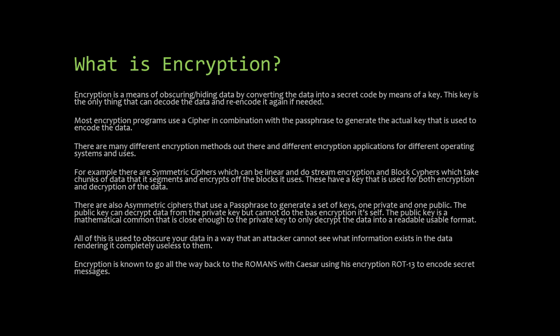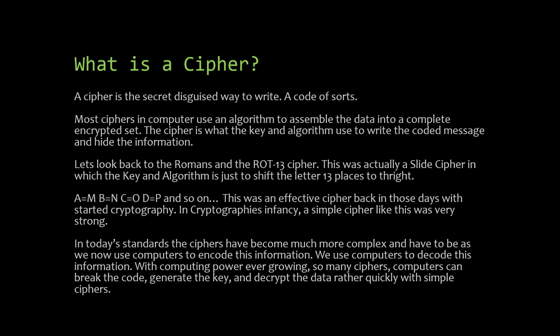Encryption is known to go all the way back to the Romans, with Caesar using his encryption Rot 13 to encode secret messages. What is a cipher? A cipher is the secret disguised way to write a code of sorts. Most ciphers in computers use an algorithm to assemble the data into a completed encrypted set. The cipher is what the key and algorithm use to write the coded message and hide the information.